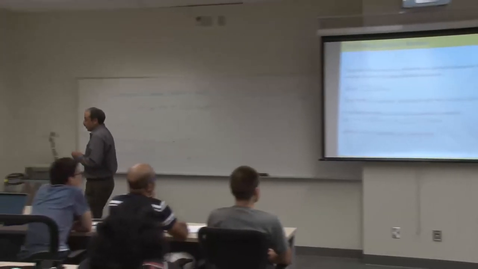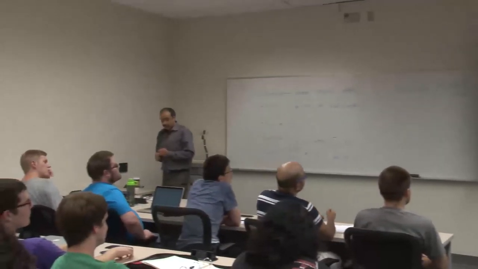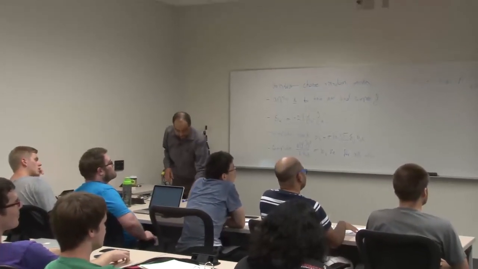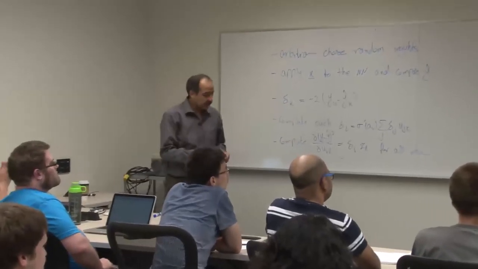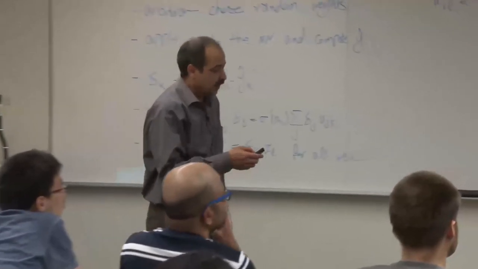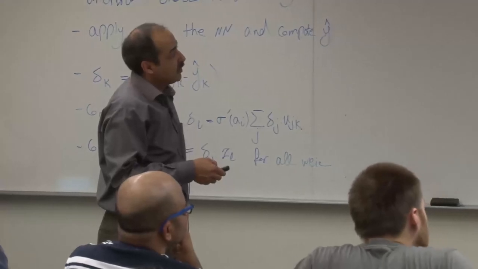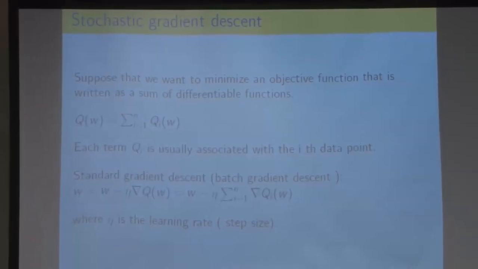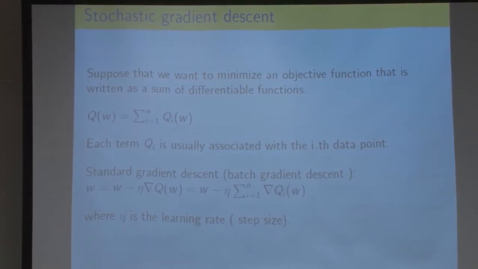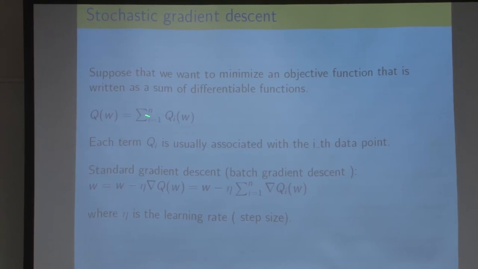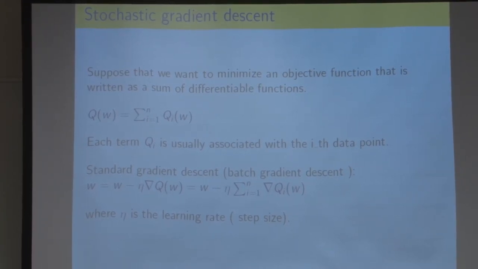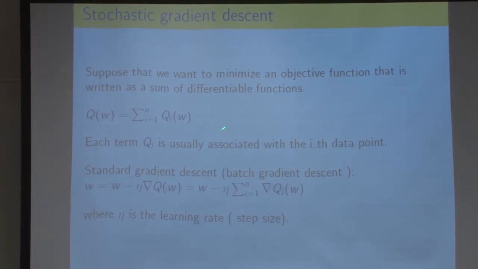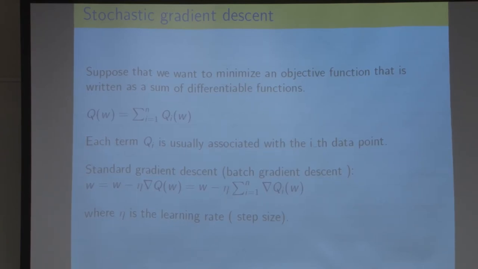So let me quickly tell you about the stochastic gradient descent and the gradient descent that we talked about. As I mentioned, you may have a cost function in this form. This phi can be written as a summation of phi i's, such that usually each phi i is associated to one data point, data point i. There are some cost functions that you can write this way. If you have this type of cost function, then you can use a stochastic gradient descent.